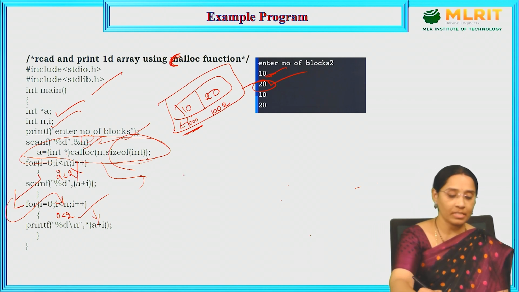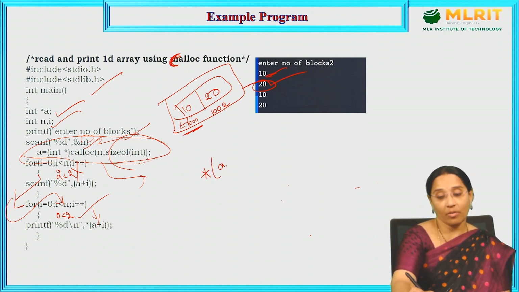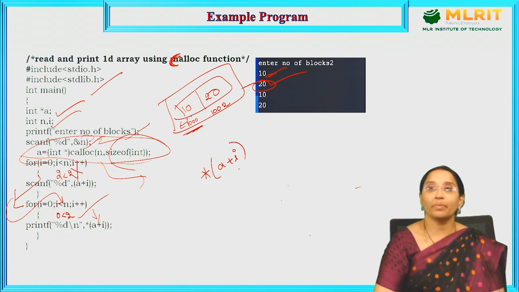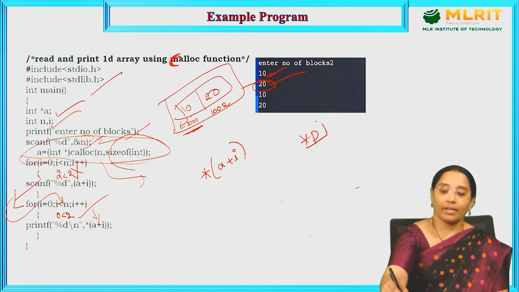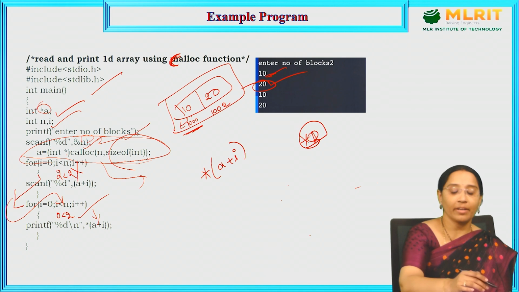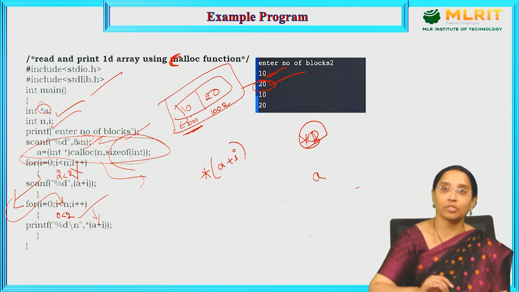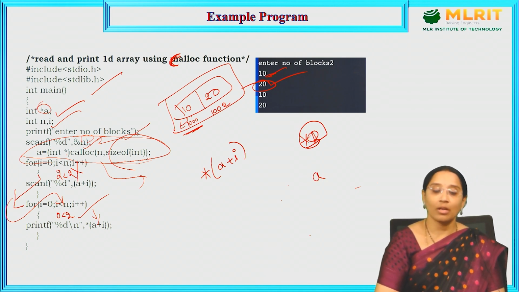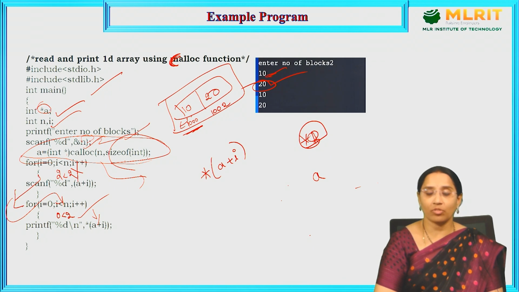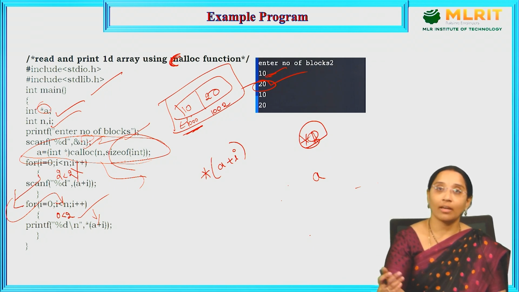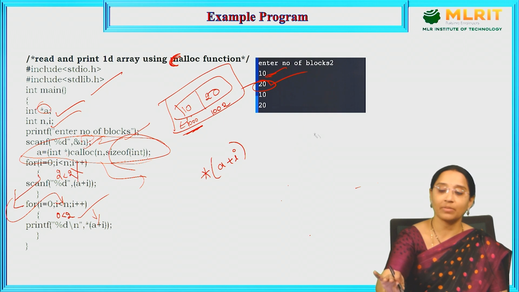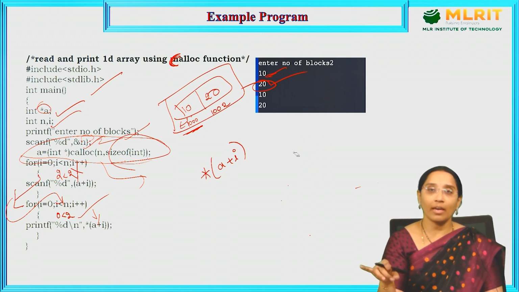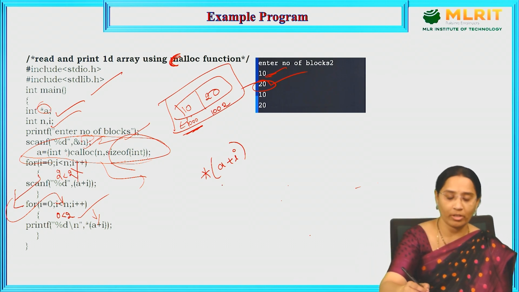So printf %d comma star of a plus i. In the previous session I discussed pointers. a is a pointer variable. If I write printf %d comma a, I'll get the address. If I write printf %d comma star a, I'll get the value at that location. The difference between a and star a is that a stores the address of another variable, but star a gives you the value located at that particular location.